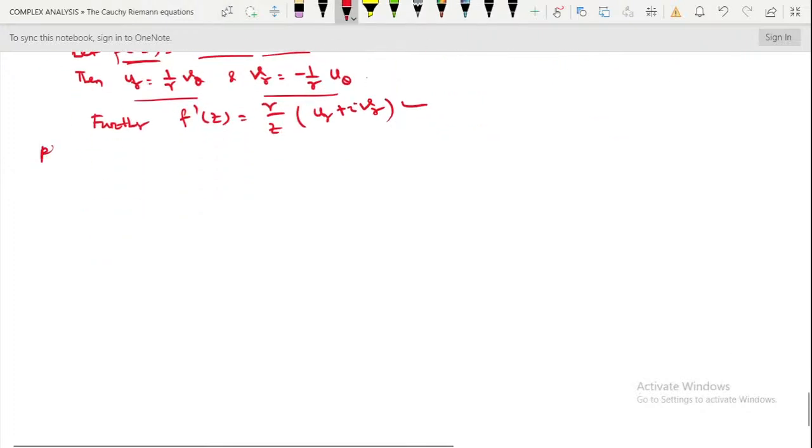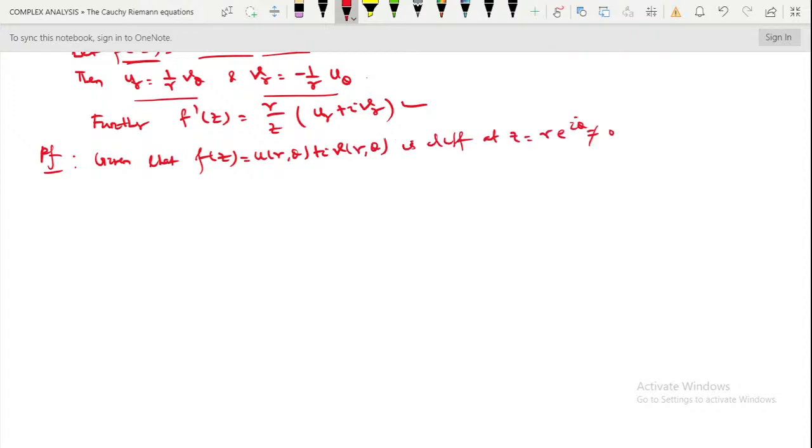Given that f(z) = u(r,θ) + i v(r,θ) is differentiable at any point z = r e^{iθ}, where r is non-zero. So now let x equal r cos θ and y equal r sin θ.